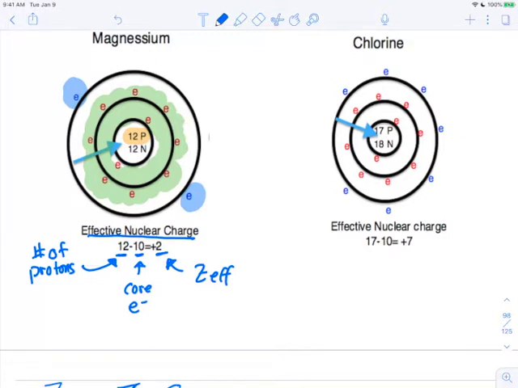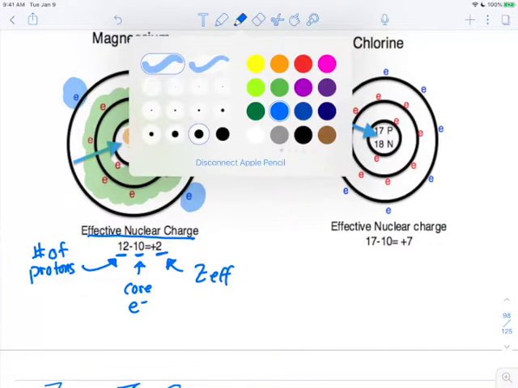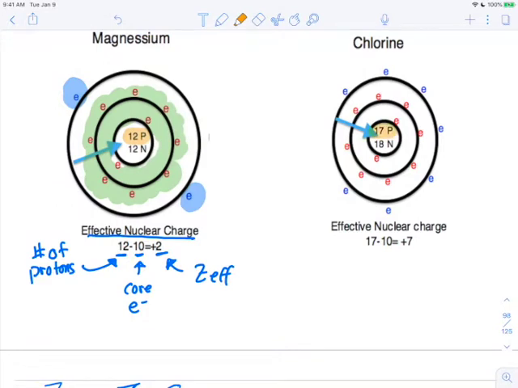Okay, so let's take a look at chlorine. And here in chlorine, there are 17 protons, and we see that right over here in our calculation. And now we have 10 core electrons. And we see that right over here. And here are our valence electrons. So what those valence electrons feel are a plus 7.